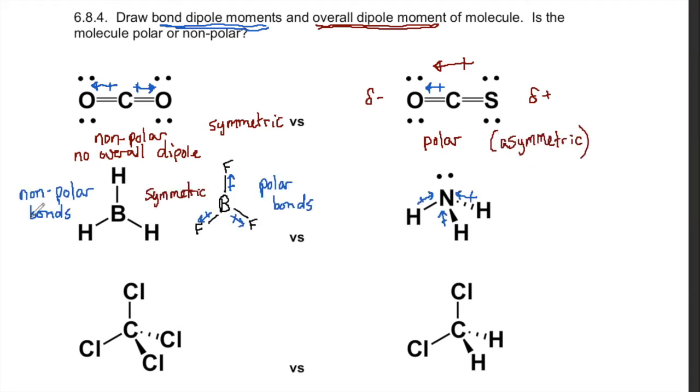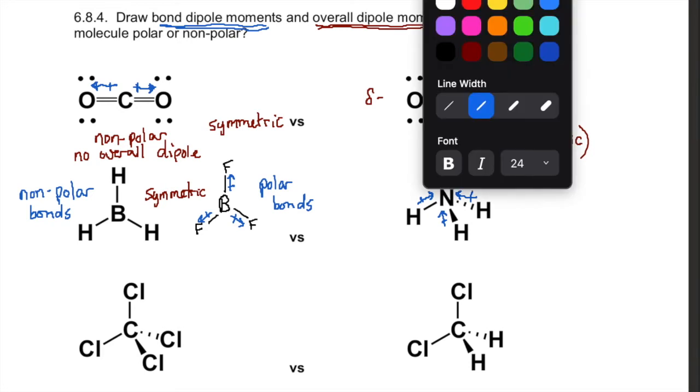All right, I've sort of added to this example over here. This original molecule that's in the question, boron and hydrogen have very similar electronegativity, 2.0 and 2.1. So these bonds are nonpolar. Also, this shape is symmetric. So this is definitely a nonpolar molecule.